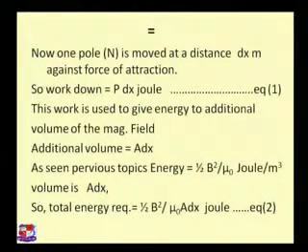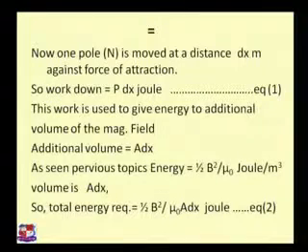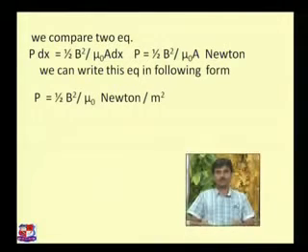Total energy is equal to 1/2 B square upon mu 0 A into dx. We compare two equations. First equation is nothing but the work carried out, which is equal to P into dx, and the second equation is 1/2 B square upon mu 0 A into dx. Comparing the two equations, we get P is equal to 1/2 B square upon mu 0 A Newton.